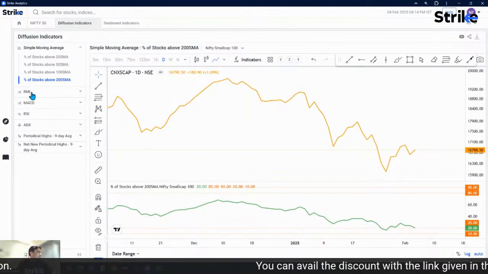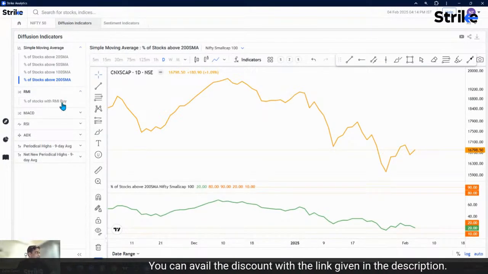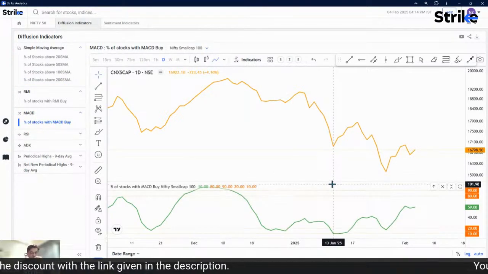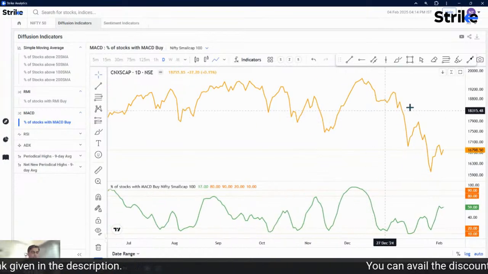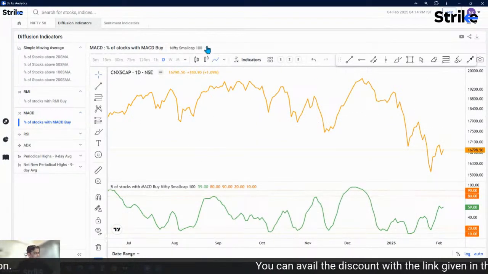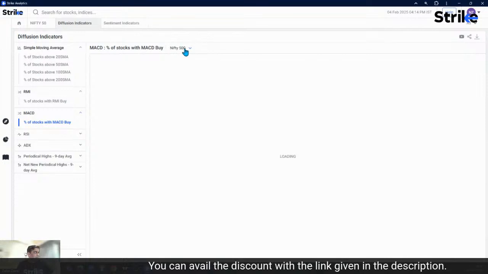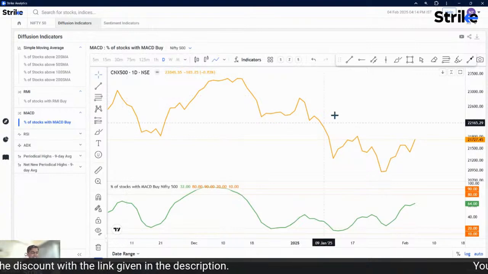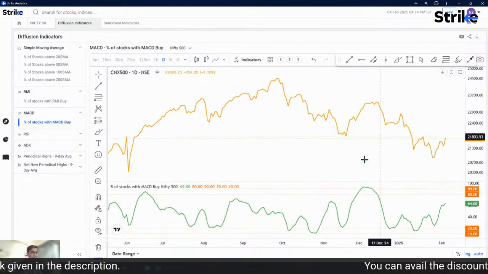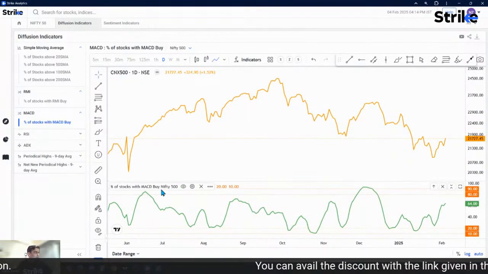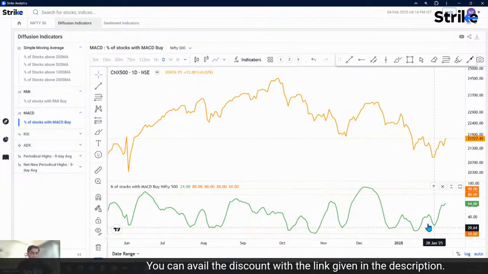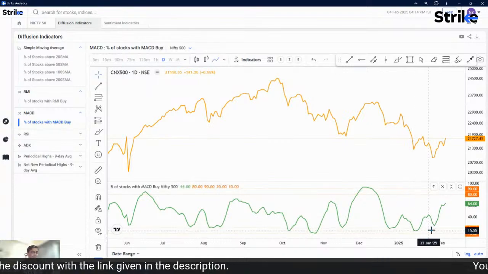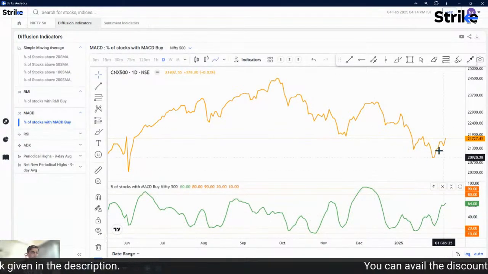In the diffusion indicators, like we have the percentage of stocks with RMI buy, we also have percentage of stocks with MACD buy. So those of you who like MACD, those of you who are trading MACD, this indicator works just like that, my friends. For Nifty 500 index, you can select, and very soon we will also come up with a few other indices over here which you can track. So percentage of stocks with MACD buy in Nifty 500. All right. So this indicator is also showing that the market has bottomed out. It shows that kind. All right.